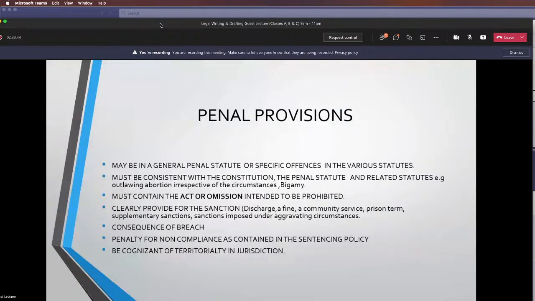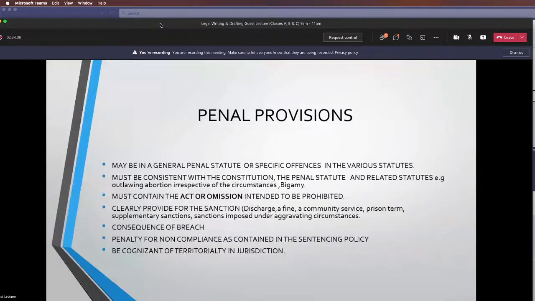Then it's important to be cognizant of territoriality in jurisdiction. This is very clear in our circumstance in Kenya, where we now have several counties. So an offense in one county may not be an offense in another county. So we need to be cognizant. If you're drafting for counties, check your territory, your jurisdiction, which may be an offense somewhere and not an offense in another place.